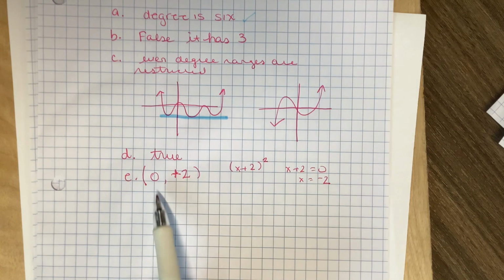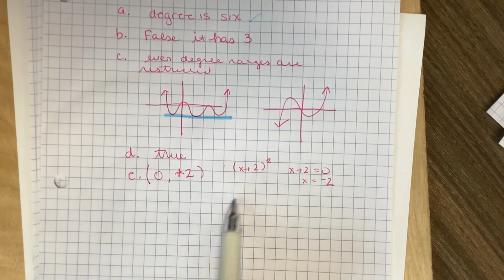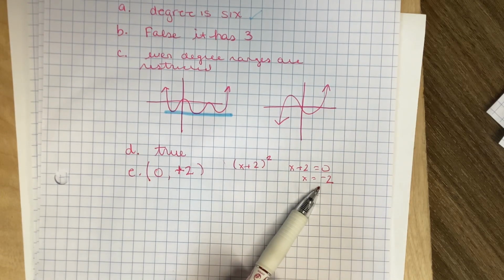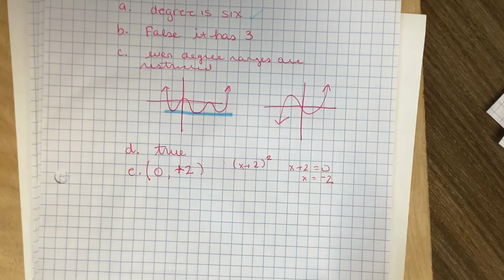But this is a y-intercept. This is not an x-intercept. They're trying to trick you. So either way, they're just trying to trick you. A y-intercept is not a root. It's always false. But they're trying to trick you because you're going to look at that and go, oh, well, 2 is a root. So it's a trick question. Well, negative 2 is a root.